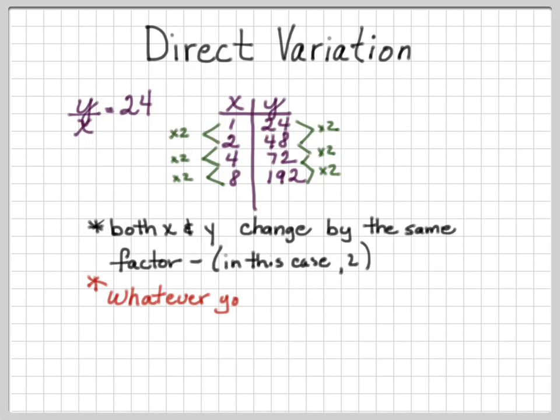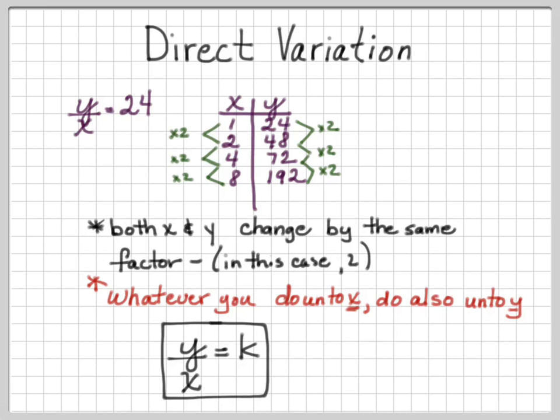So that brings us to the golden rule of direct variation: whatever you do to x, do also unto y. We can write this direct variation as y over x equals k, or the equivalent equation, if we multiply both sides by x, y equals kx. You can use either one of those. If you memorize one, you can find the other one from what you've memorized.